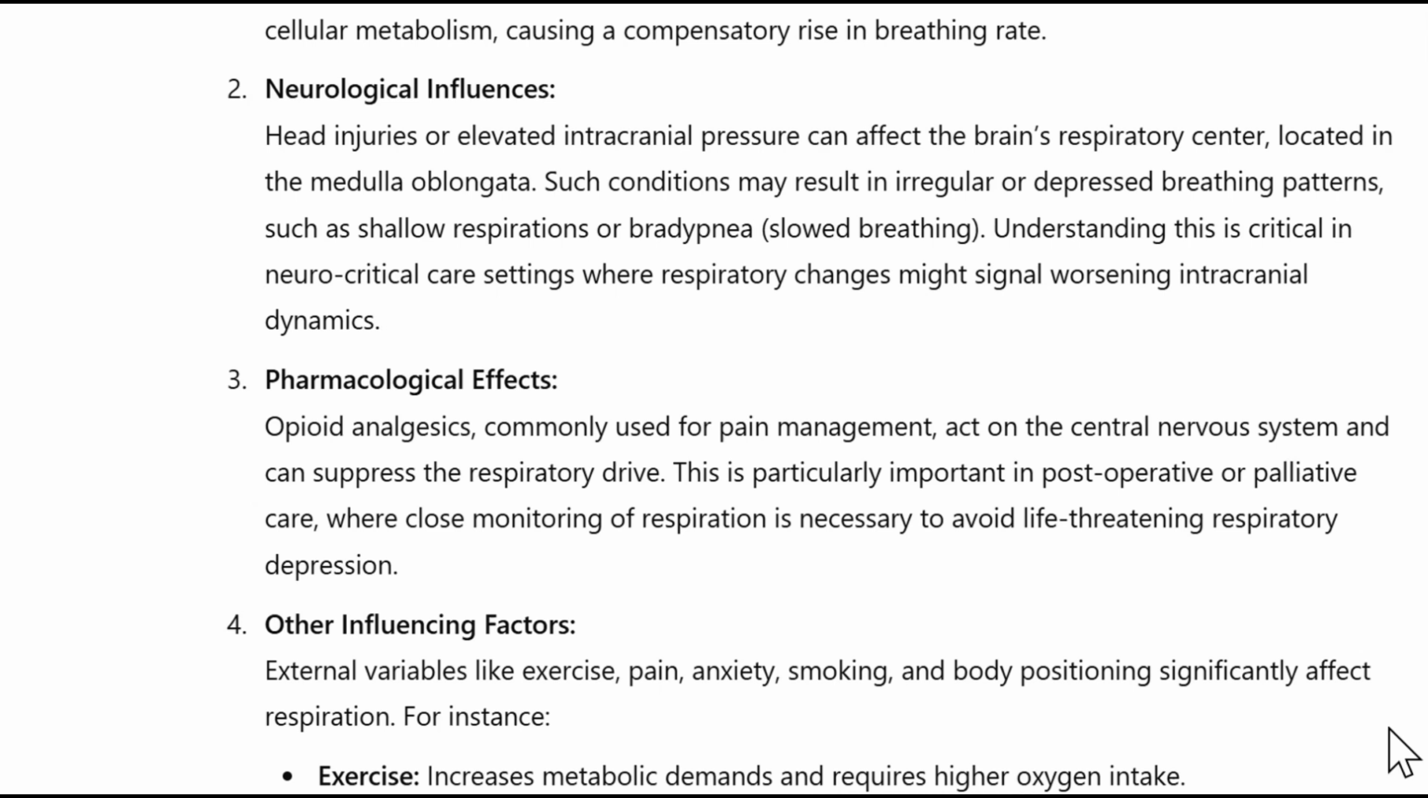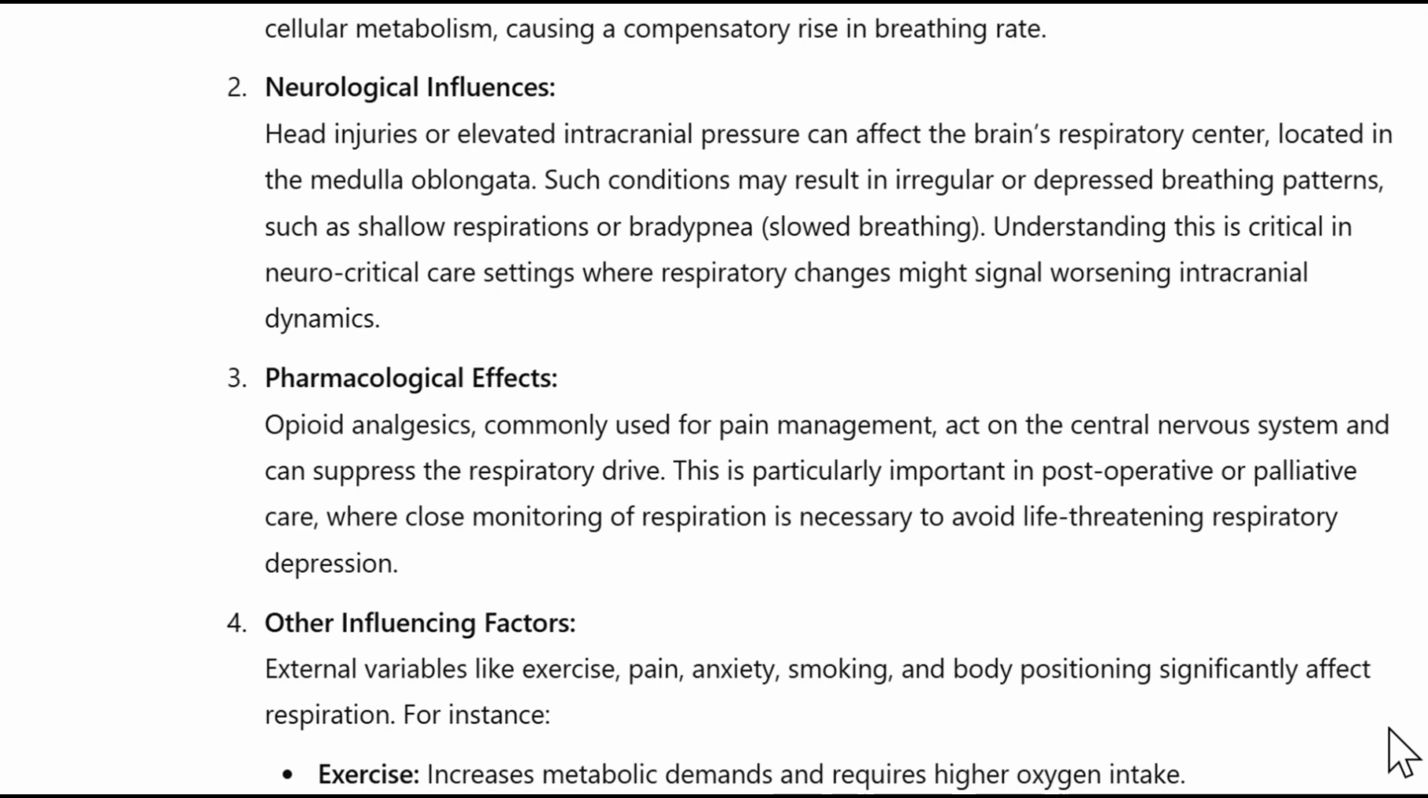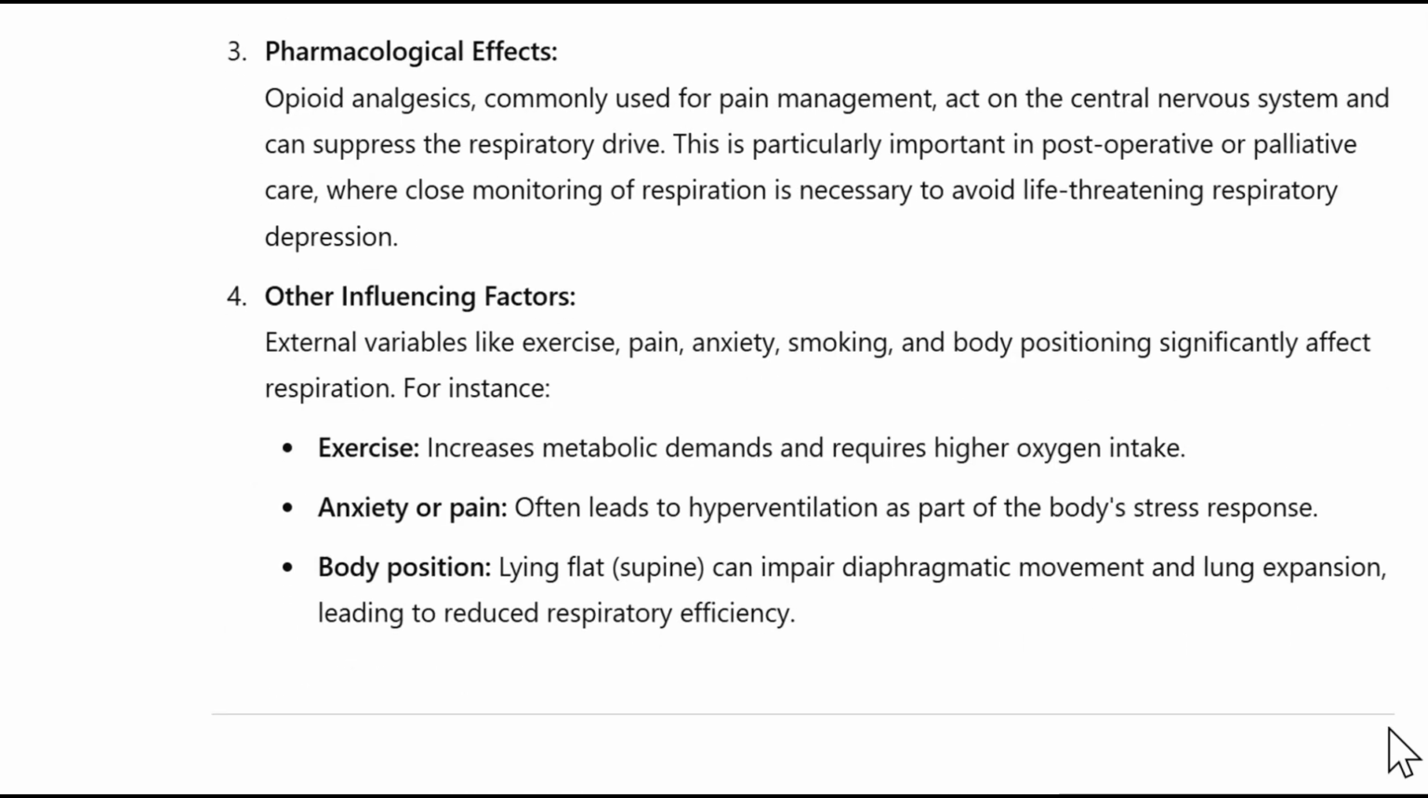3. Pharmacological effects. Opioid analgesics, commonly used for pain management, act on the central nervous system and can suppress the respiratory drive. This is particularly important in post-operative or palliative care, where close monitoring of respiration is necessary to avoid life-threatening respiratory depression. 4. Other influencing factors.